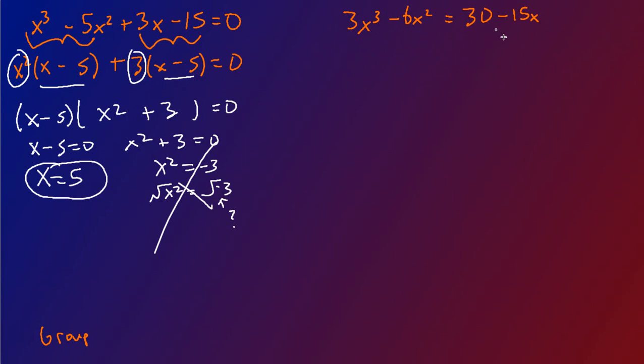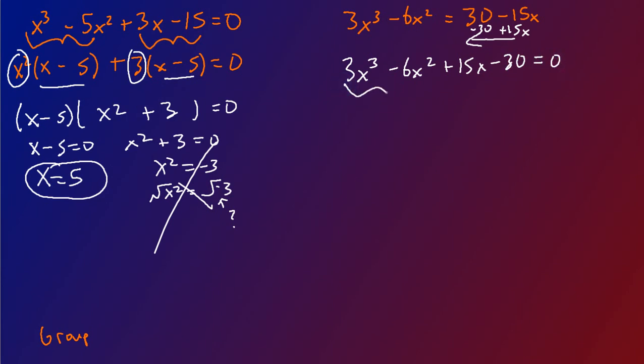Alright, so again, factoring by grouping. Now, I need everything to one side, so I'm going to subtract the 30 and add the 15, everything to the same side. And I want to make sure everything's written in the correct order.